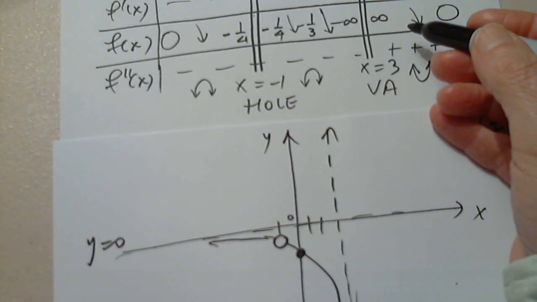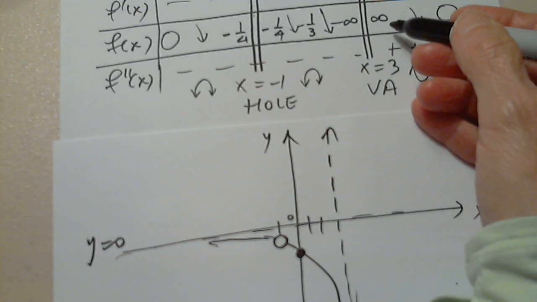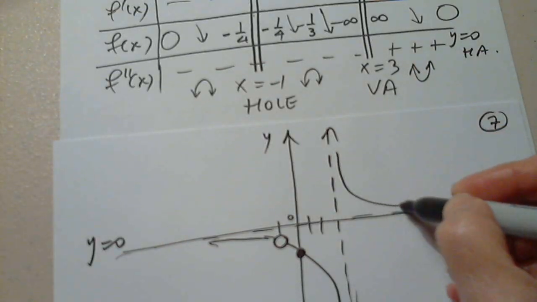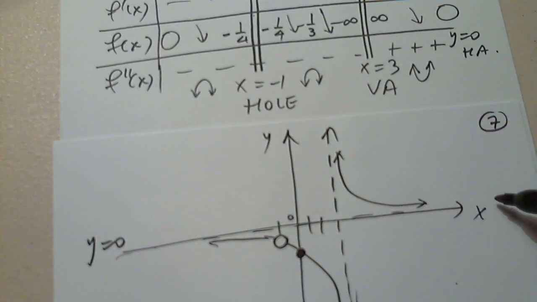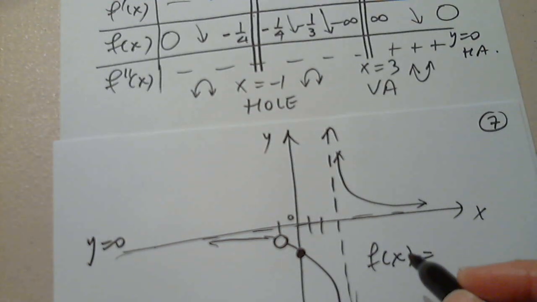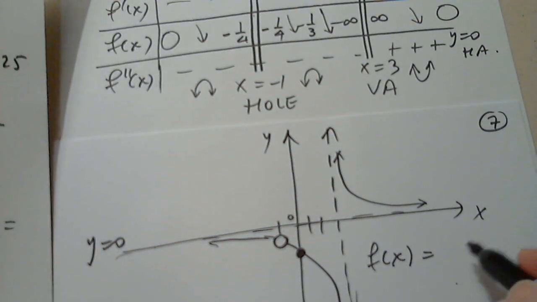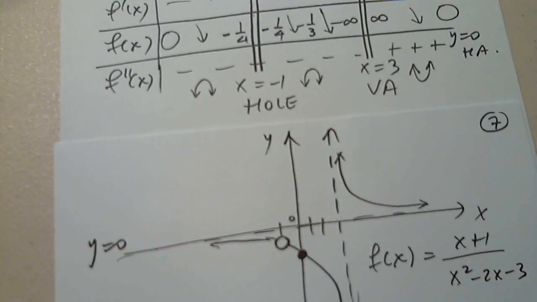On the other side as well. It opens downward, and it's decreasing all the time. On the other side, also very easy. Opening up, coming from positive infinity, approaching the horizontal asymptote. And I'm going to write here the original function, which was x plus 1 over x squared minus 2x minus 3.